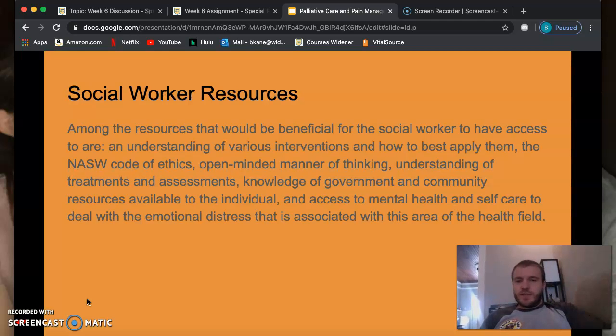Social worker resources. This is just a quick list of resources a social worker would probably need that would be beneficial to help them support individuals in this care setting. A social worker would need an understanding of the various interventions and how to best apply them. The National Social Work Code of Ethics would definitely be useful. Open-minded manner of thinking, understanding of treatments and assessments, knowledge of the government and community resources available to the individual, access to mental health care and self-care to help deal with the emotional distress that is associated with this area of the field.